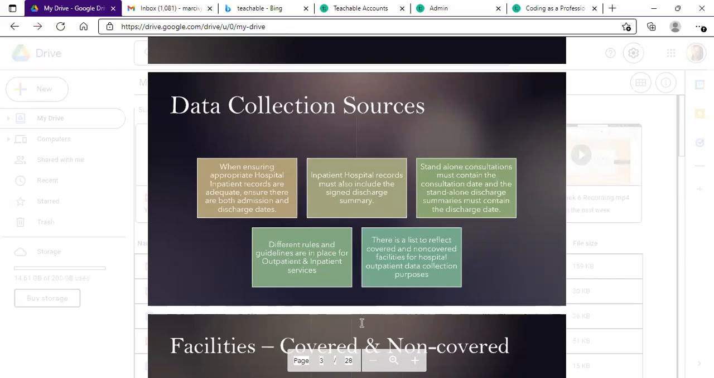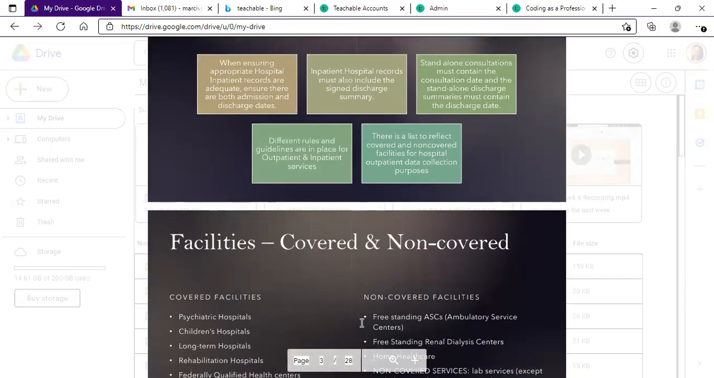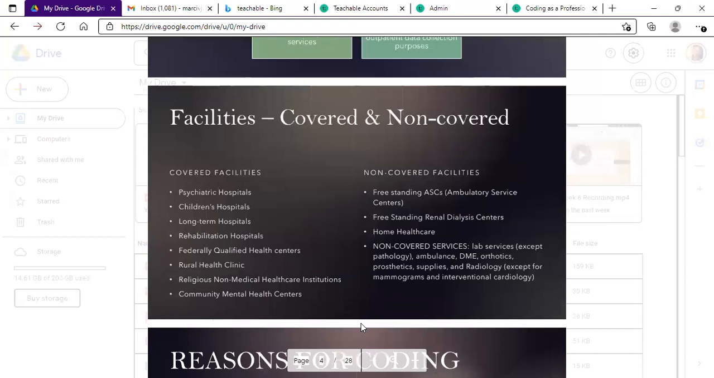Now there is a list to reflect covered and non-covered facilities for hospital outpatient data collection purposes. So here's the list here for facilities that are covered and non-covered. And what I mean by covered, that means if you're working for a health plan, if you're working for this insurance company and you're coding their medical records for risk adjustment purposes, for covered entities, if this patient or these beneficiaries or these members were seen in one of these facilities that are covered, then you can code for risk adjustment codes here. If they were in a non-covered facility, then it's not going to be covered. So you can't code from these medical records in regards to risk adjustment codes.